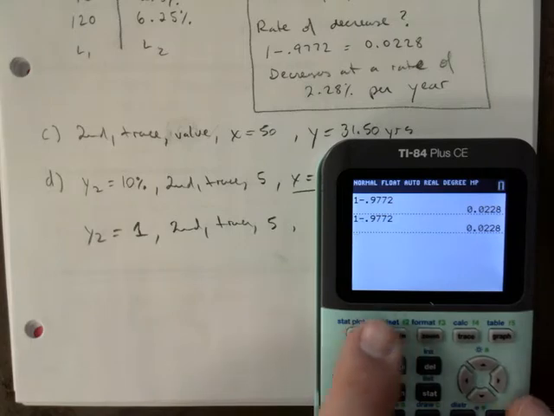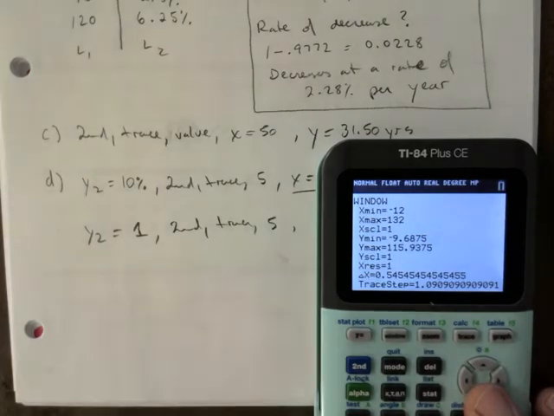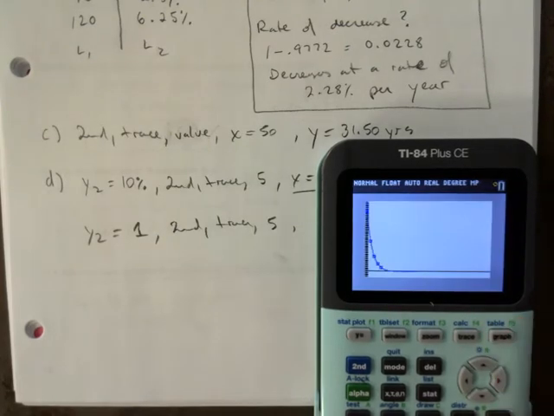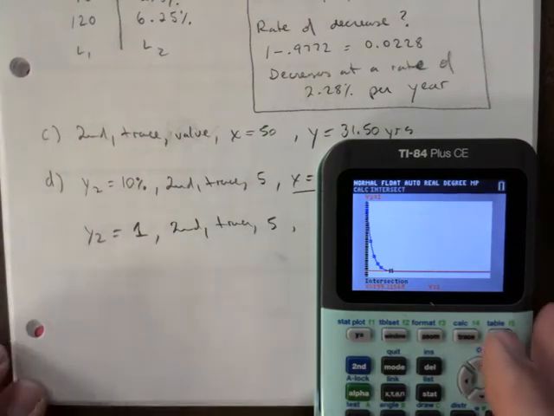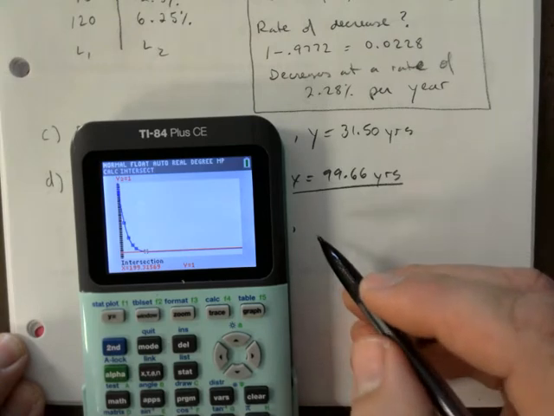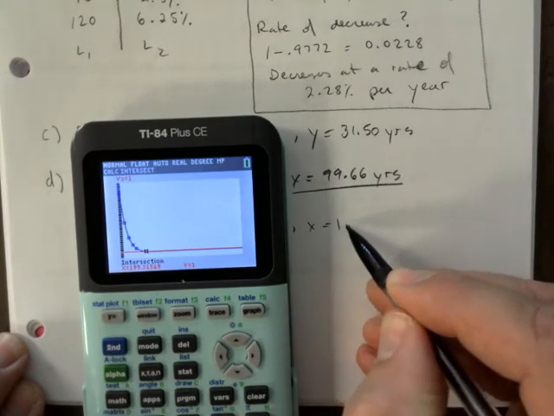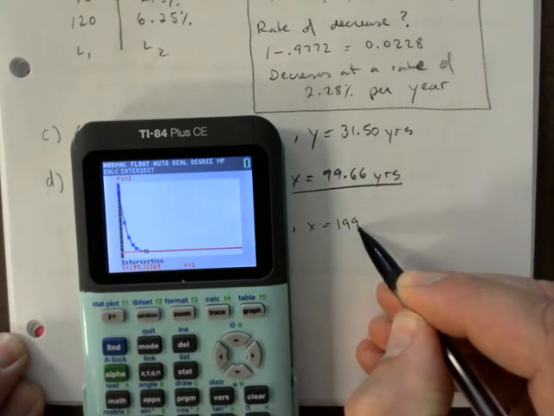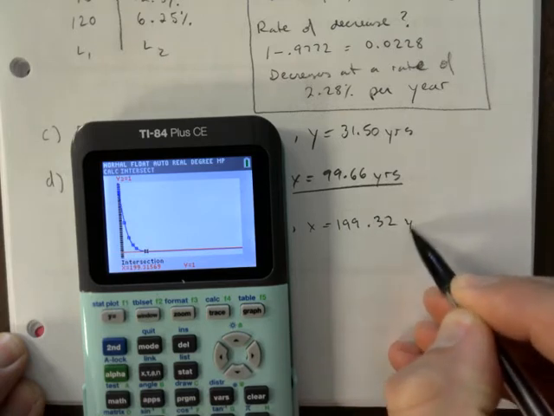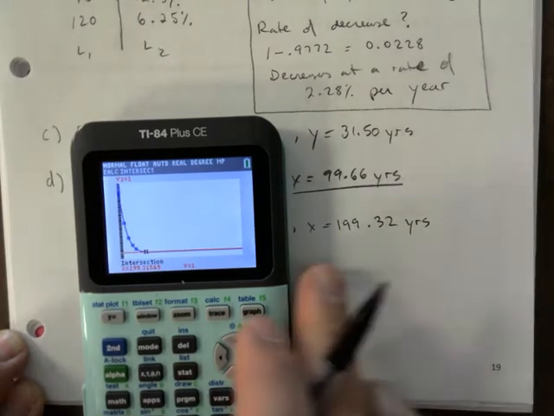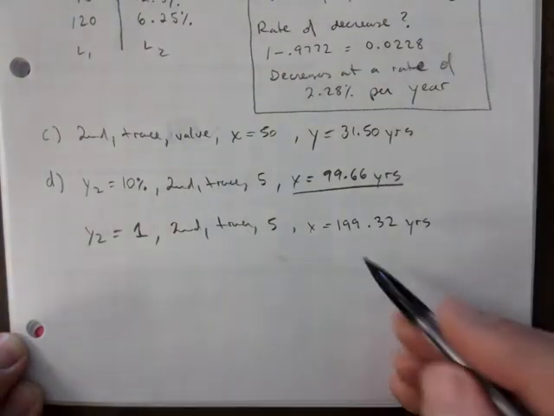So I'm going to have to expand my window, my x max, and I'm going to go 1,000. Don't ask me why. I'm just going to do it. Okay, and then second trace, 5. Enter, enter, enter. There it is. It wasn't necessary to go 1,000, but I just didn't want to go back and forth, right? So x is equal to 199.32 years.